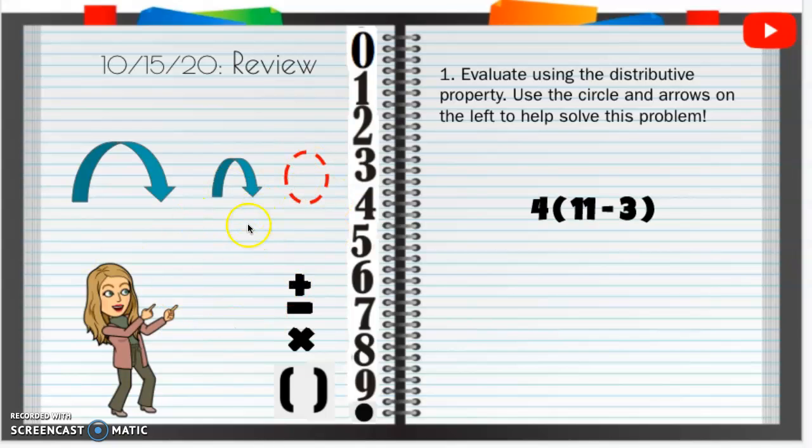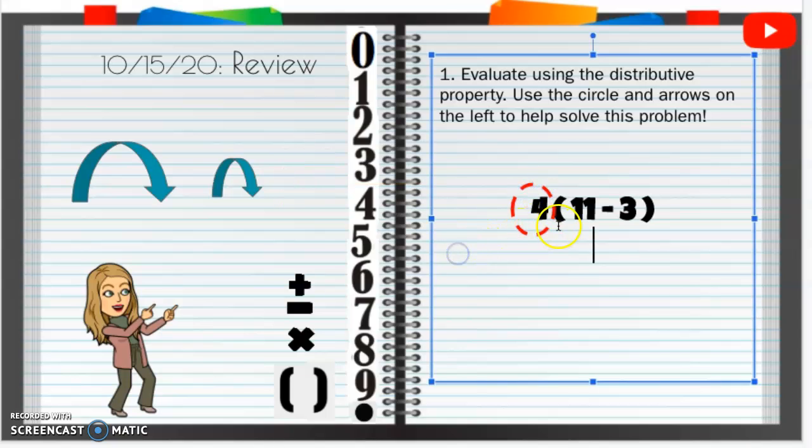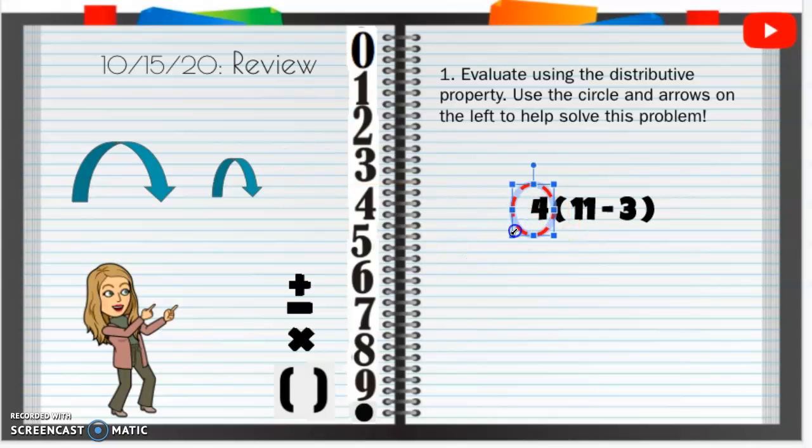All right, so remember, what did we do with that circle? Oh yeah, we had to circle the number in front of the parentheses. So what number is in front of the parentheses? Well, in this case, it's a 4. So this 4 is in front of the parentheses. I'm going to make that circle. There we go.